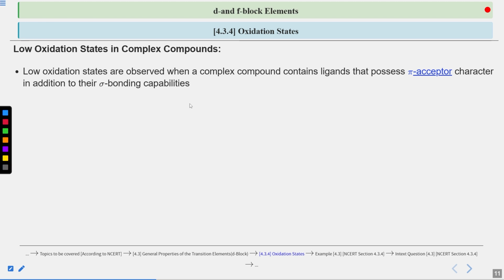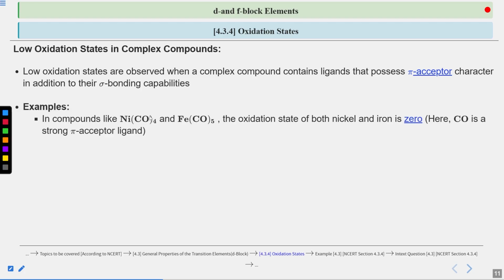Ligands form the bond with the central atom, the transition metal in the complex compound, by sigma bonding. But some ligands possess pi acceptor character, due to which the metal will show the lower oxidation state. For example, in nickel tetracarbonyl and iron pentacarbonyl, the oxidation state of both nickel and iron is 0, because here the carbonyl, CO, is a strong pi acceptor ligand.